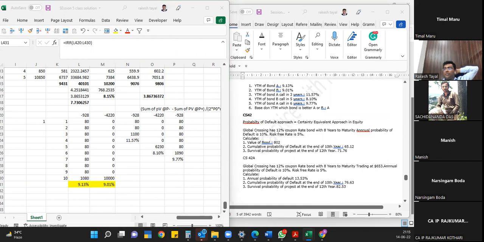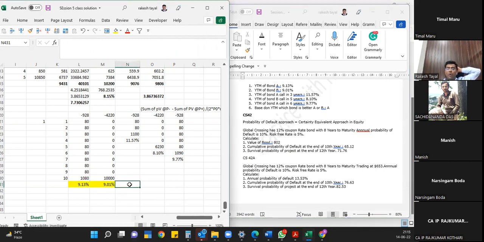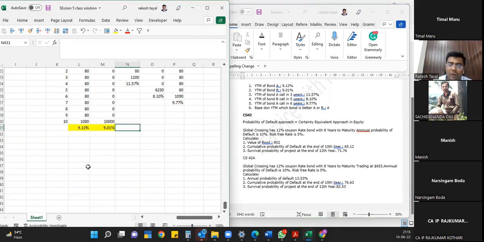Probability of default. This question is also there in your equity valuation or certainty equivalent approach. But for bond, certainty equivalent approach is equal to probability of default. So Global Crossing has 12% rate. Bond with 8 years to maturity. Annual probability of default is 10%. Risk-free rate is 5%. Okay.